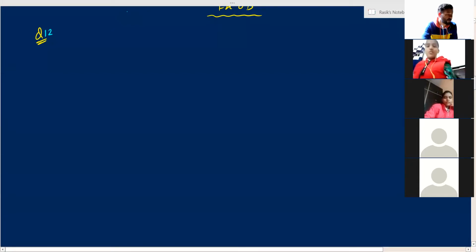So question number 12. Let's start. It is kind of a word problem. What number must be added to each of the numbers 5, 9, 7, 12 to get the numbers which are in proportion? So there are 4 numbers given. We have to add the same number in all the 4 numbers, and after adding that number, the new numbers that we get will be in proportion.